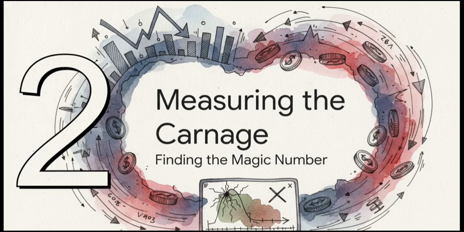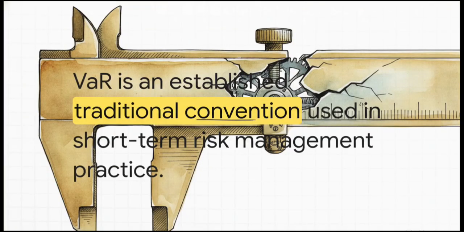How do banks, investment firms, and our rogue milk company actually attempt to calculate their potential loss? That brings us to Section 2, measuring the carnage and finding the magic number. Traditionally, the convention used to measure potential loss is something called value at risk, or VAR. It is a very well-established, super widely accepted metric in short-term risk management practice. But, and this is a massive but, VAR relies on some highly problematic limiting assumptions that seriously constrain its accuracy.